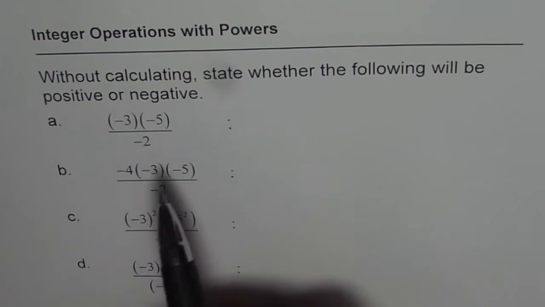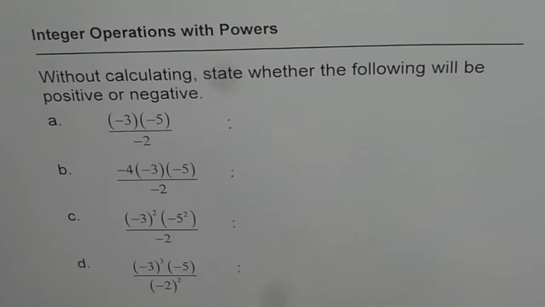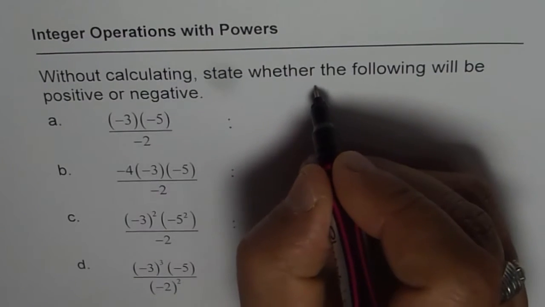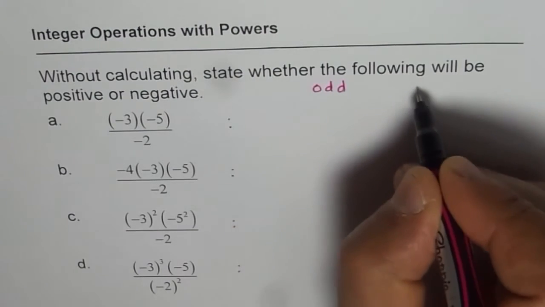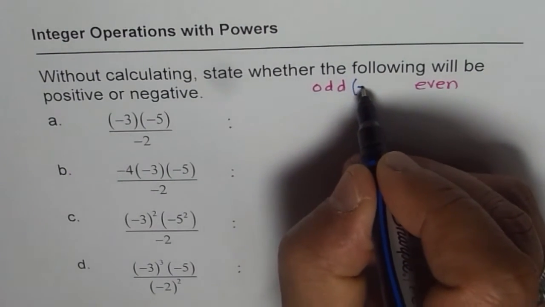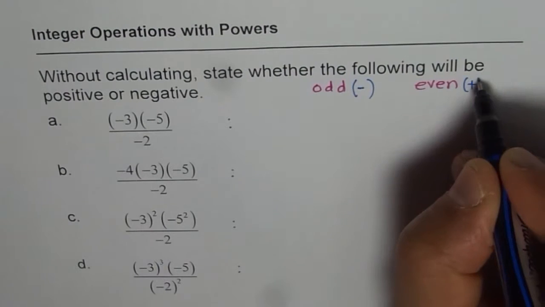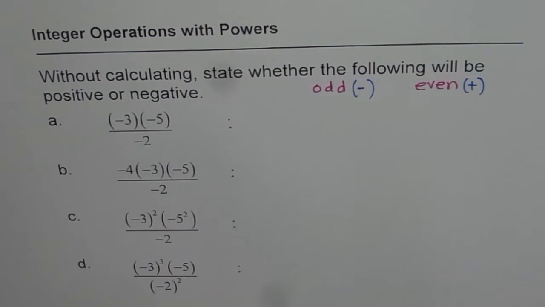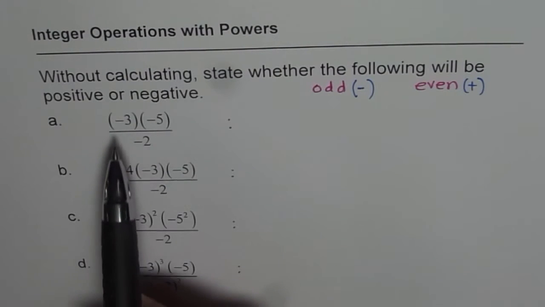The key is that if there are an even number of negative signs multiplied or divided, then we should get a positive answer. If there are an odd number, then we should get a negative answer. So we'll just count the number of negatives and see whether they are odd or even, right? If they are odd, we expect a negative answer. If they are even, we expect positive. So that is what we are going to do. Simple counting, okay?